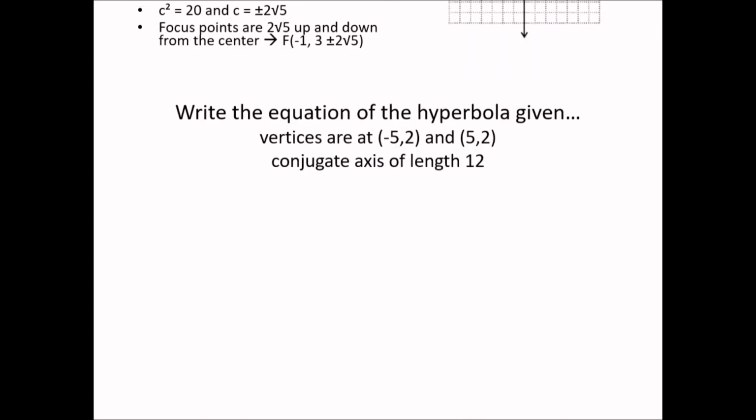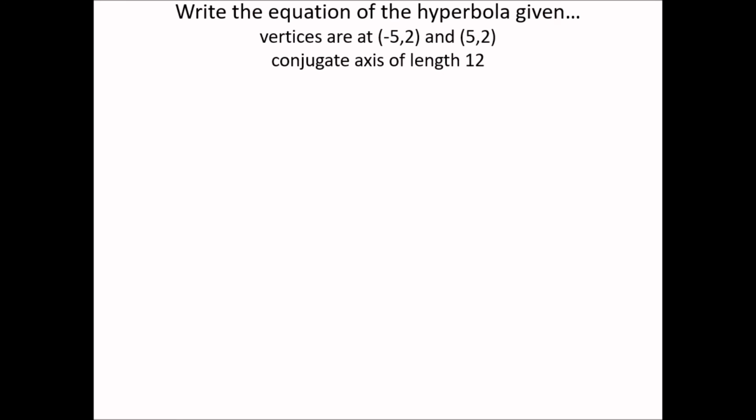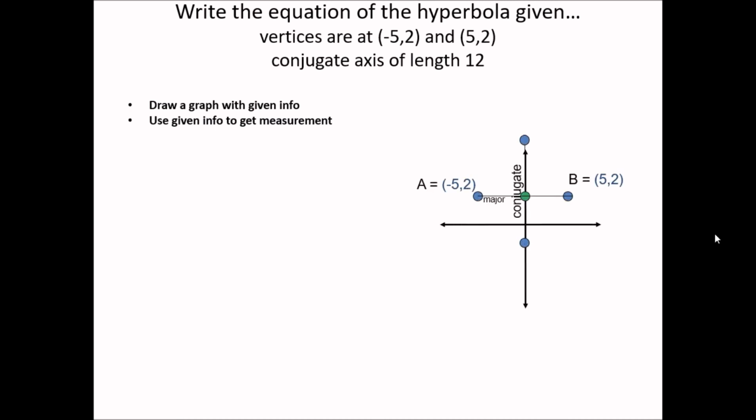Okay, that's it. Next is, how about we have a problem? Write the equation of the hyperbola given vertices are at negative 5, 2 and 5, 2 with the conjugate axis of length 12. Okay. First is we will draw a graph with the given info. Second is use the given info to get measurement. Okay. So we have negative 5, 2 and 5, 2. Yan yung ating vertices.